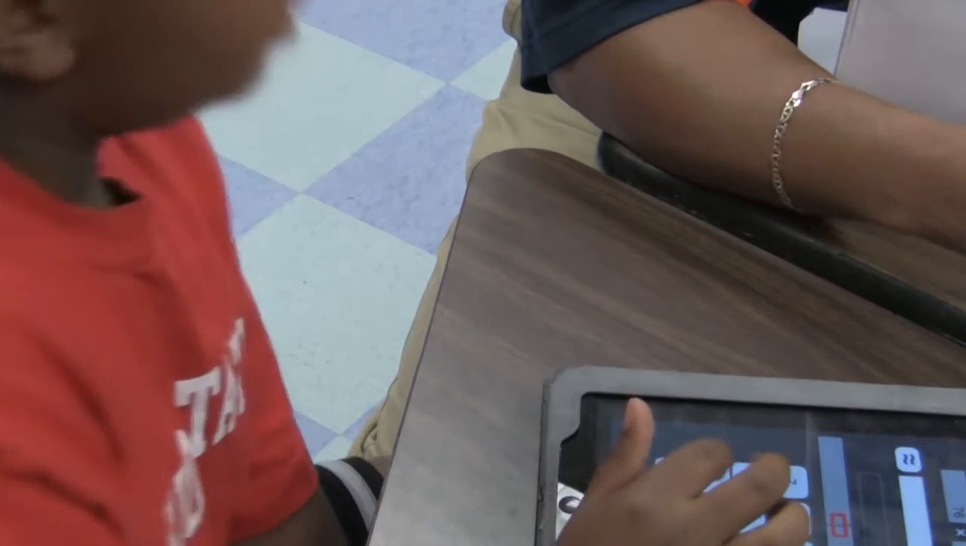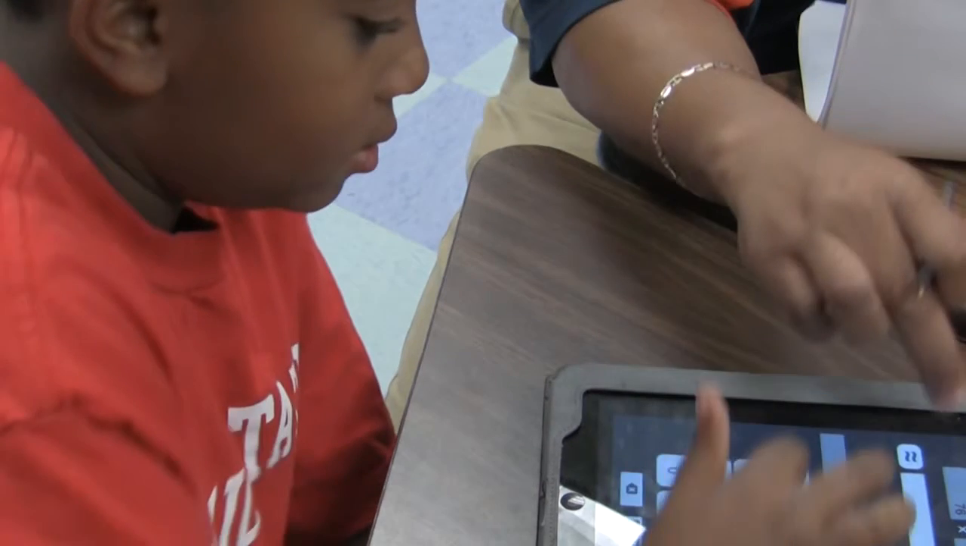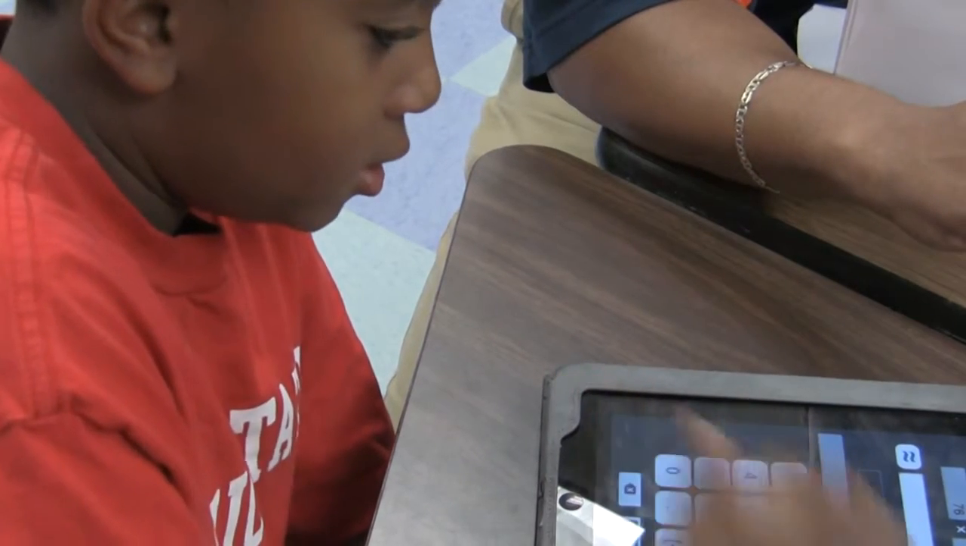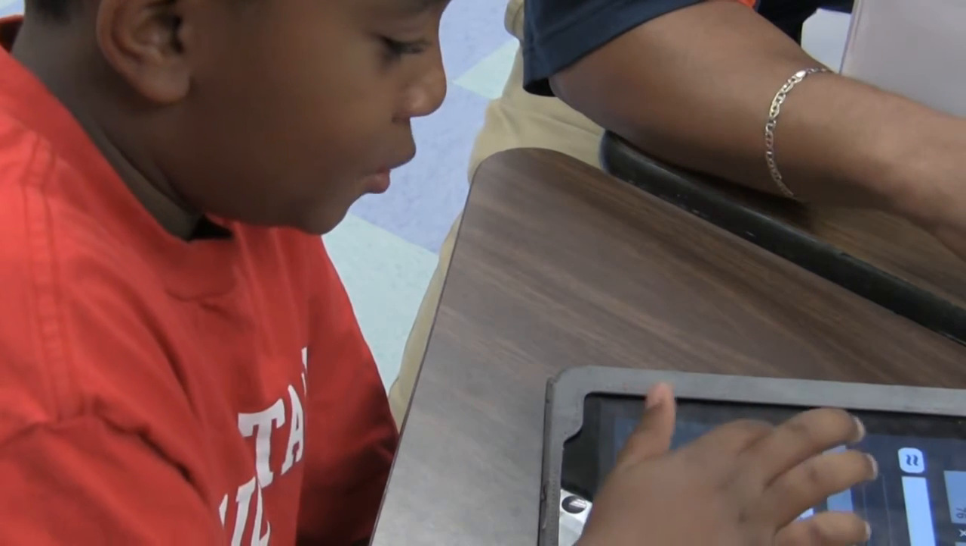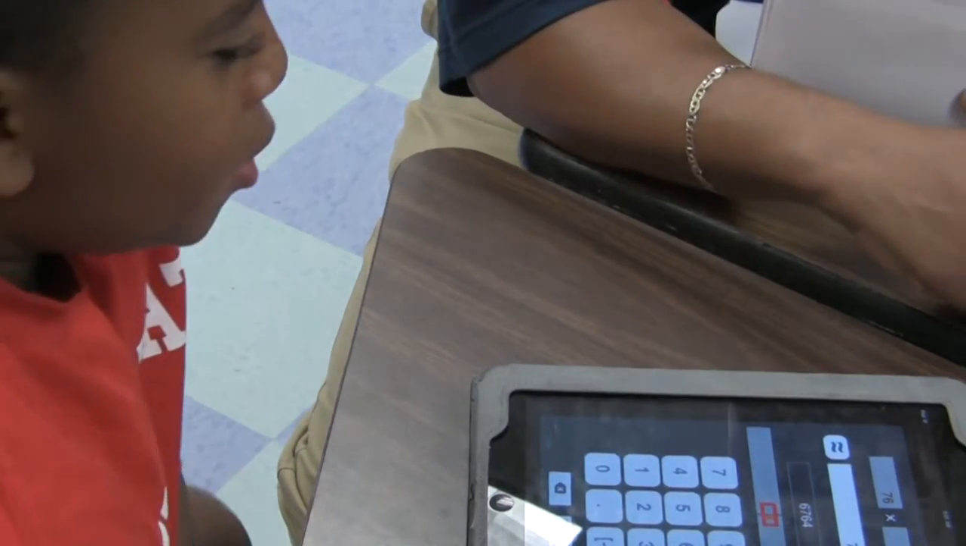Why did you add zeros? Because first we dropped the 0, and then at the end of the problem you have to add it back on. How many zeros did you drop? 2. Oh, okay. Well, let's see. Try 720. See what happens. Oh, too low. So 7,200. Nice job. So when you drop the 2 zeros, you got to add them back in.